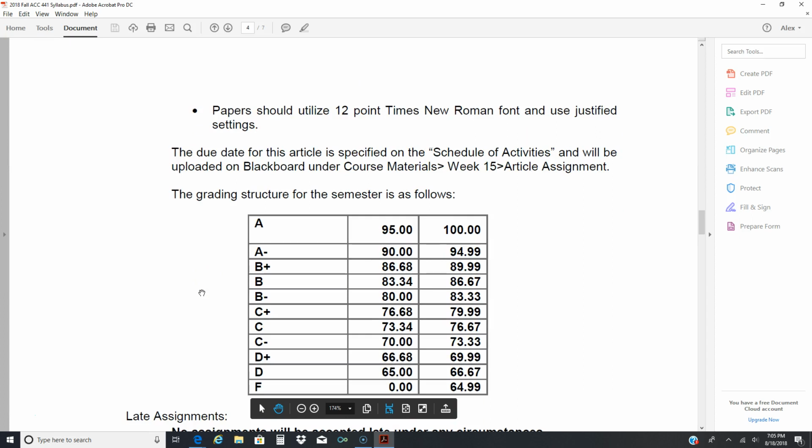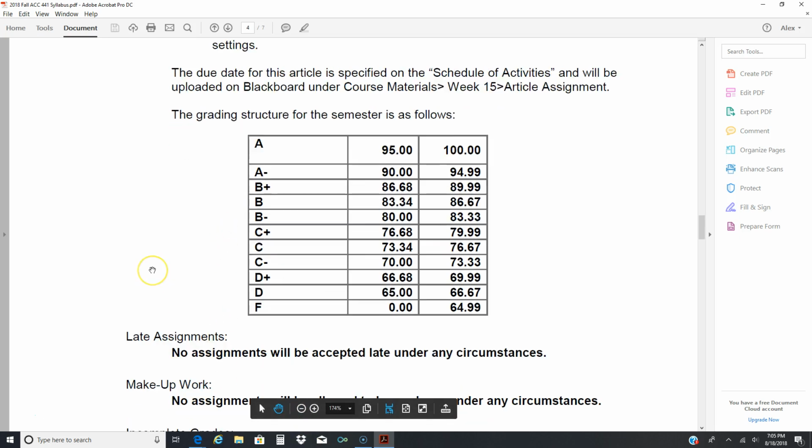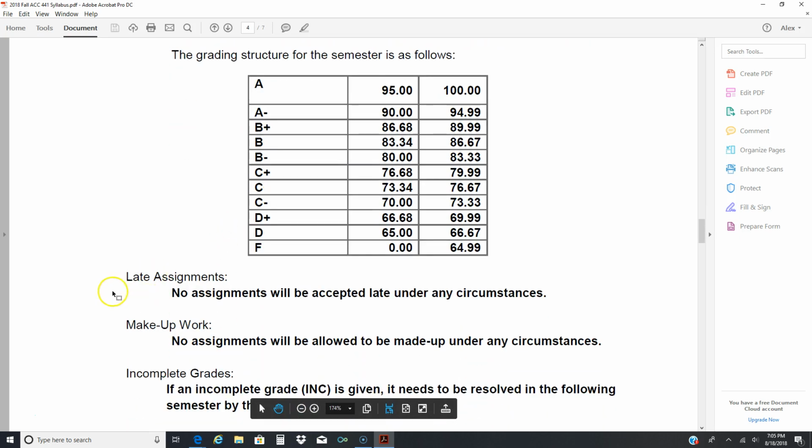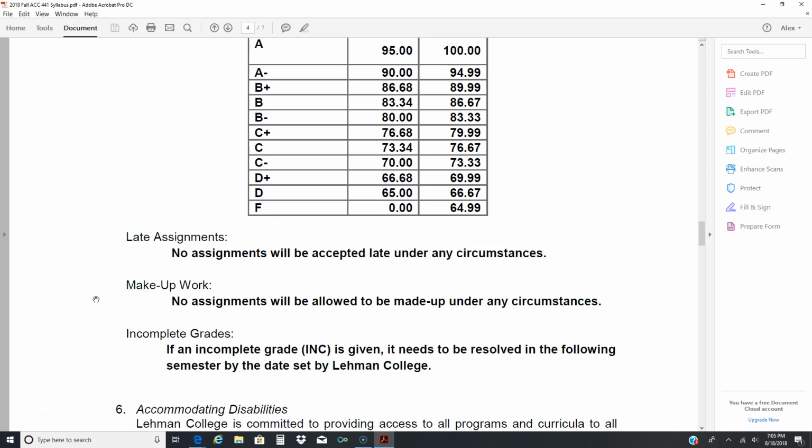Over here is our grading structure of what each grade is worth, ranging from a top of A to a bottom of an F. Late assignments. No assignments will be accepted late under any circumstance. Makeup work. No assignment will be allowed to be made up under any circumstances.